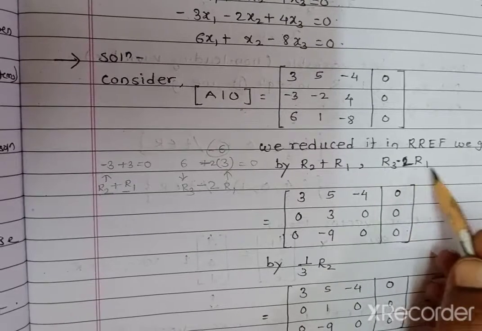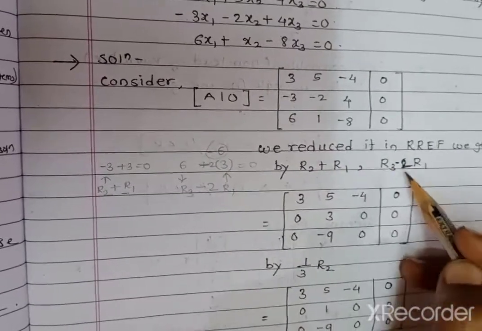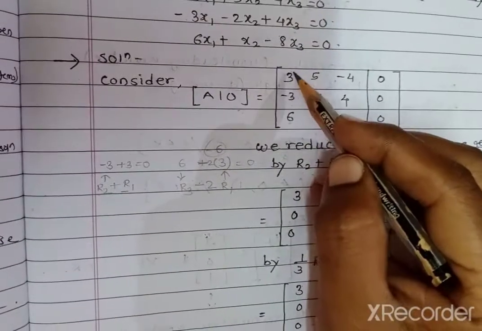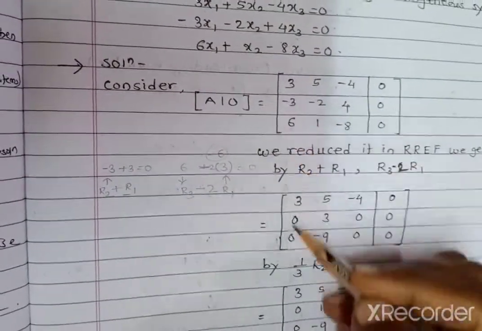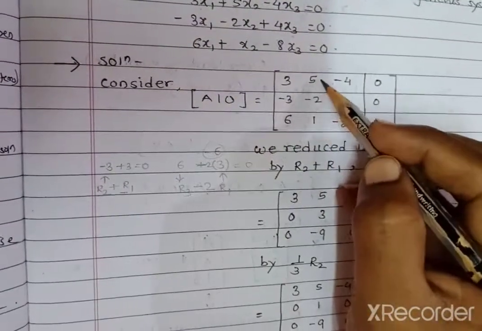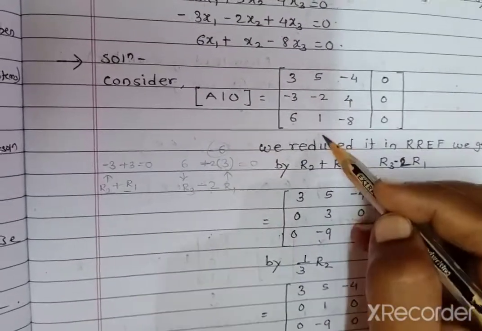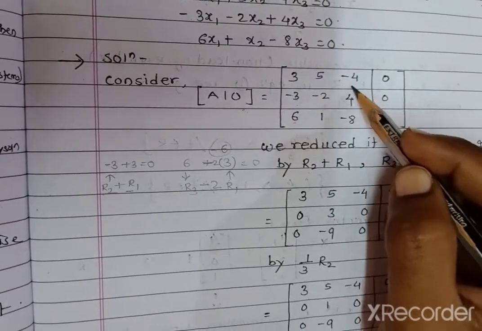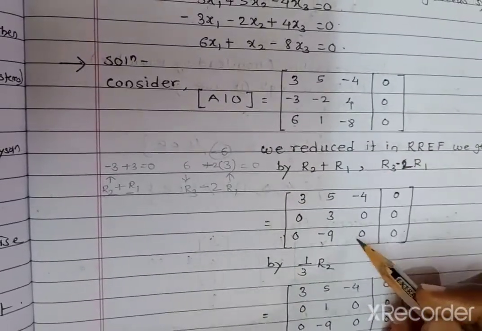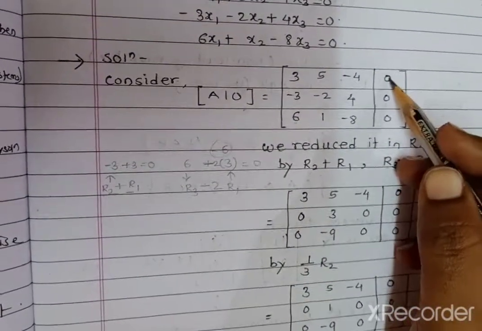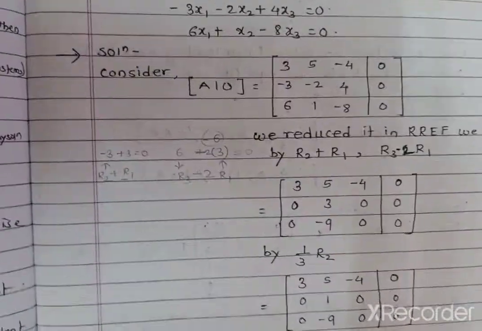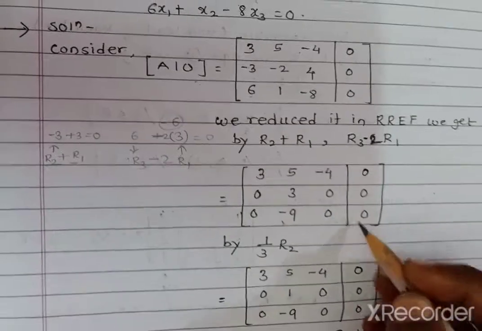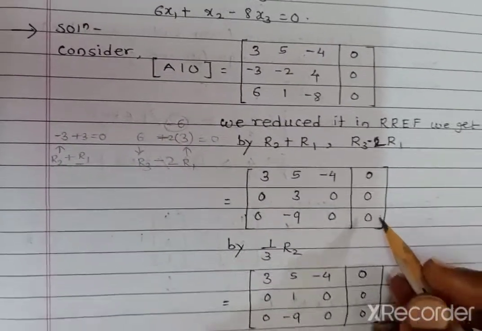Next one is R3 minus 2R1. So minus 2 times R1. Minus 2 times 3, minus 6 plus 6, 0. Minus 2 times 5, minus 10. Minus 10 plus 1, minus 9. Minus 2 times minus 4, plus 8. Plus 8 minus 8, 0. And again minus 2 times 0 is 0, and 0 plus 0 becomes 0. So in this way we get 0.